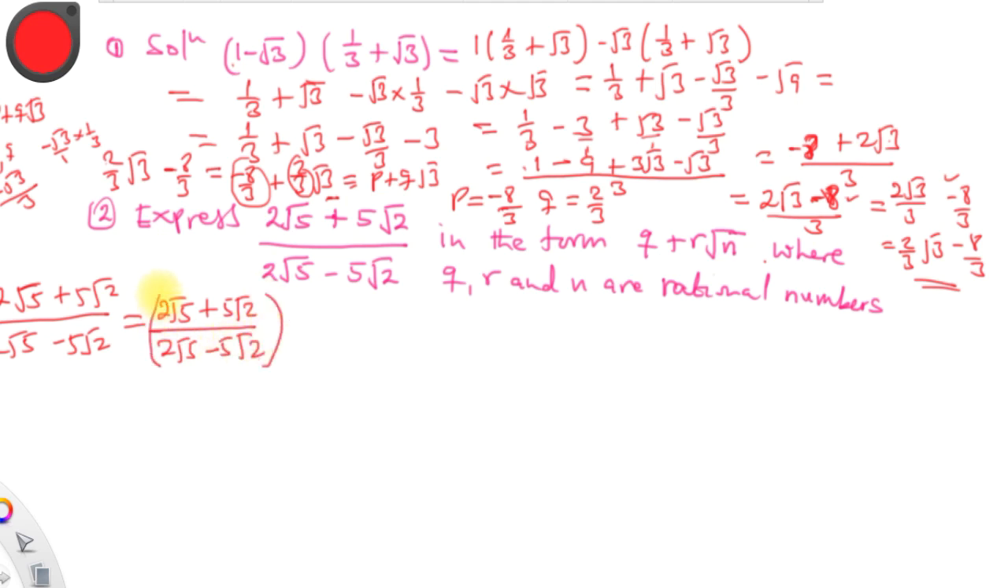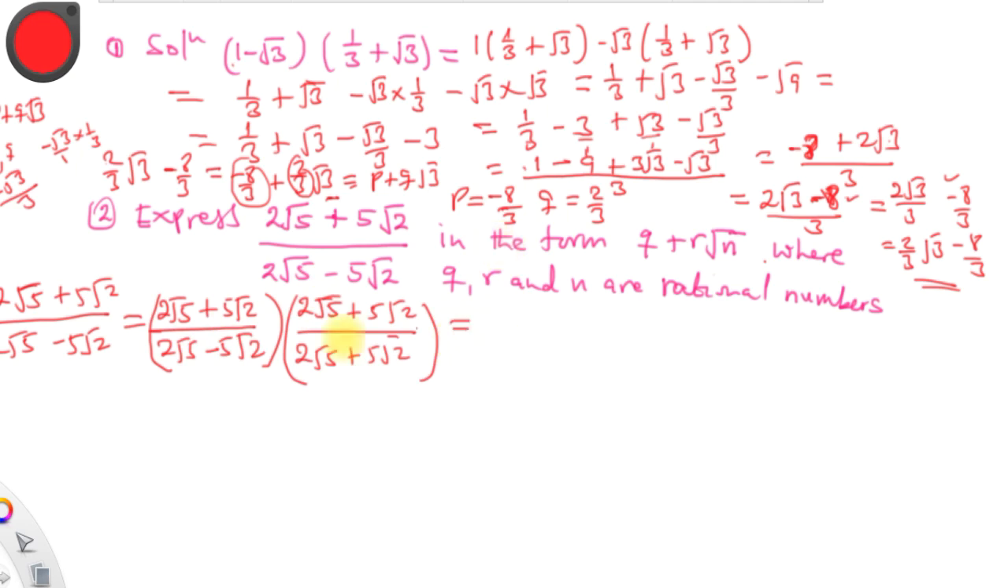So you have to multiply this by the conjugate of the denominator, which is 2 root 5 minus 5 root 2. The conjugate of 2 root 5 minus 5 root 2 becomes plus, so you get 2 root 5 plus 5 root 2. You multiply the numerator by the conjugate of the denominator, 2 root 5 plus 5 root 2, and the denominator by the same conjugate, 2 root 5 plus 5 root 2. Yes, so this is what you get.